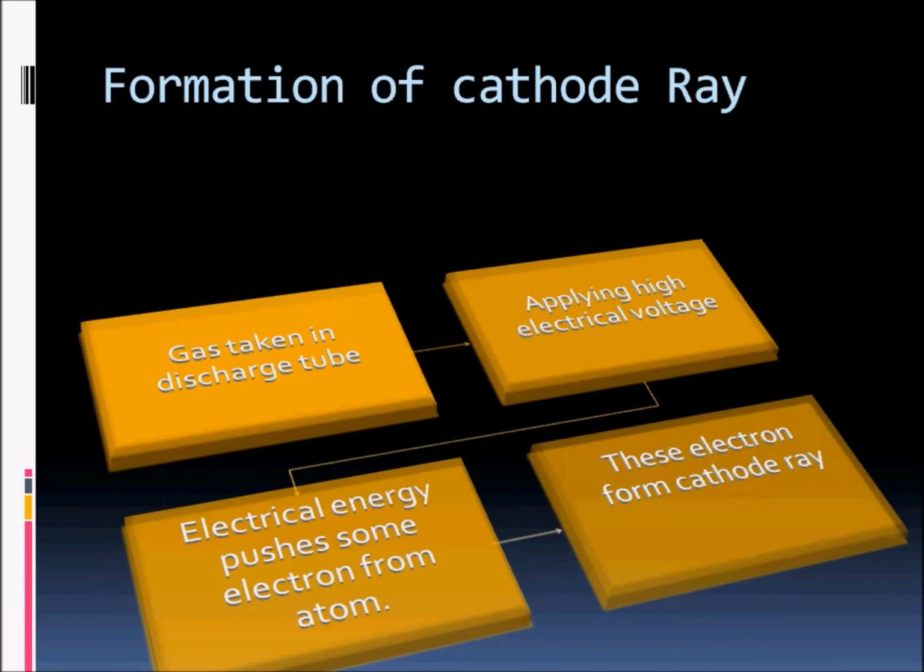First, the gas is taken in the discharge tube, consisting of atoms. As we know, all atoms contain electrons. When we supply high electrical voltage, the electrical energy pushes out some of the electrons from the atoms of the gas. What happens then? Then these electrons form a cathode ray. So the formation of cathode ray shows that one of the particles present in all the atoms is a negatively charged electron, as we have discussed earlier in this slide.